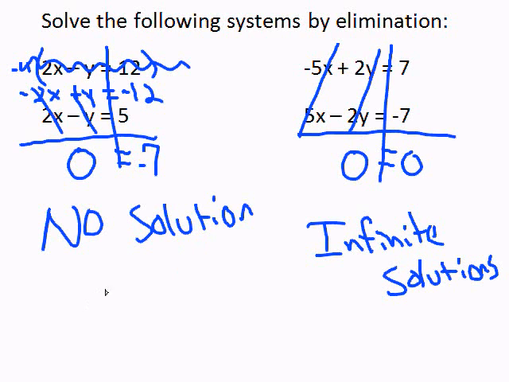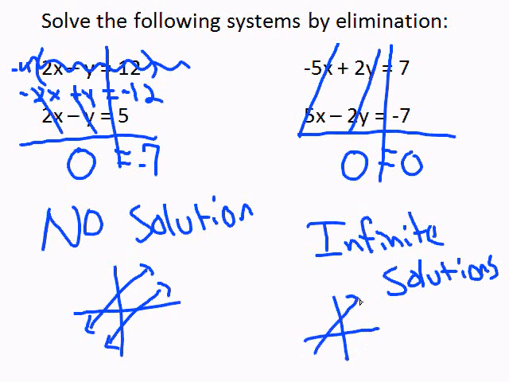Remember what no solution looks like on a graph? This is just a reminder. No solution looks like two parallel lines that never intersect. And infinite solutions would be one line right on top of another. It's a good thing to keep in mind as we're working through these visually or graphically what these two situations look like.